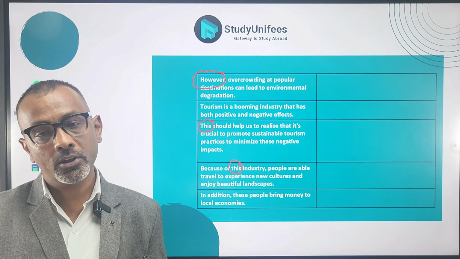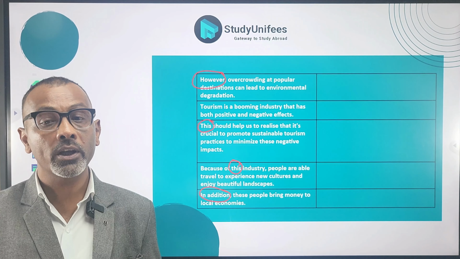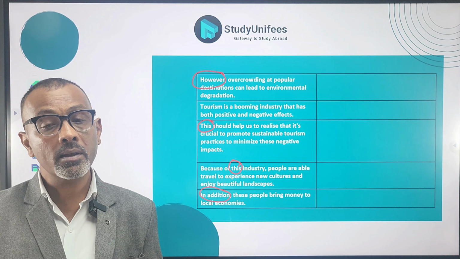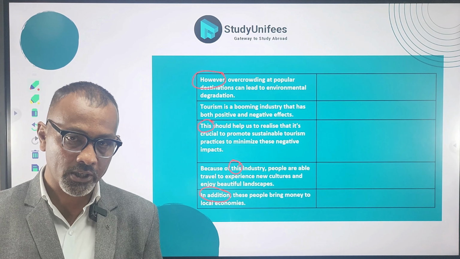Now let's read the final sentence. In addition, these people bring money to local economies. The conjunction in addition is used to add a similar idea to one that is before it. And therefore, this too cannot be a topic sentence. So, 2 is the best topic sentence for this particular paragraph.